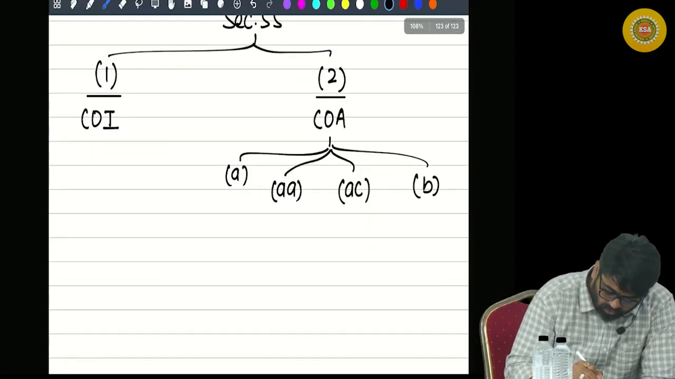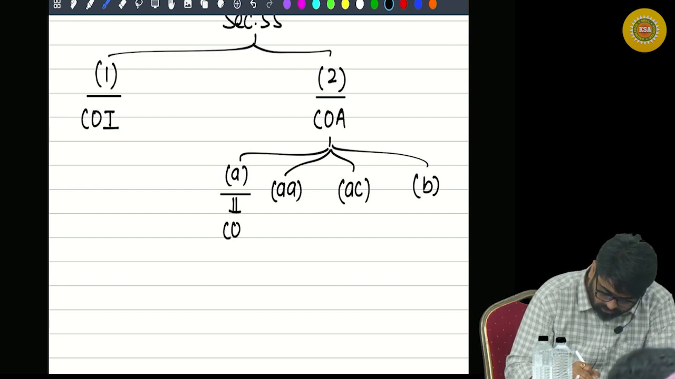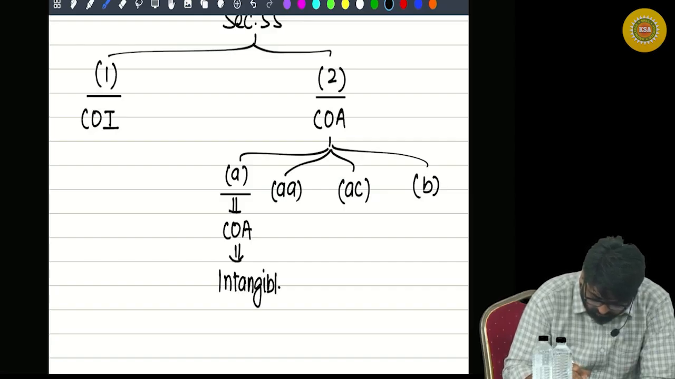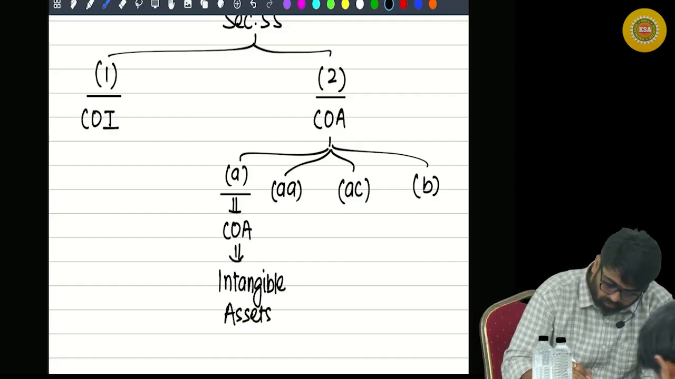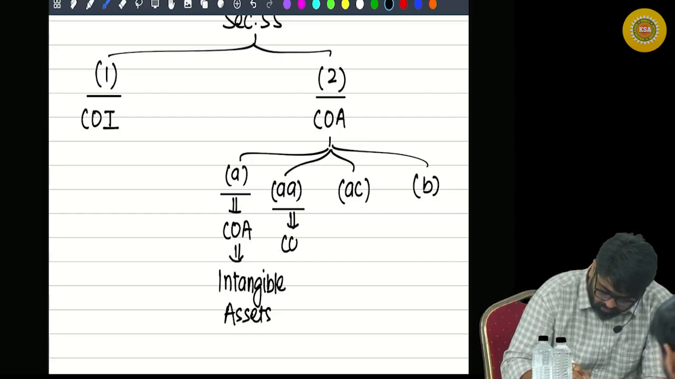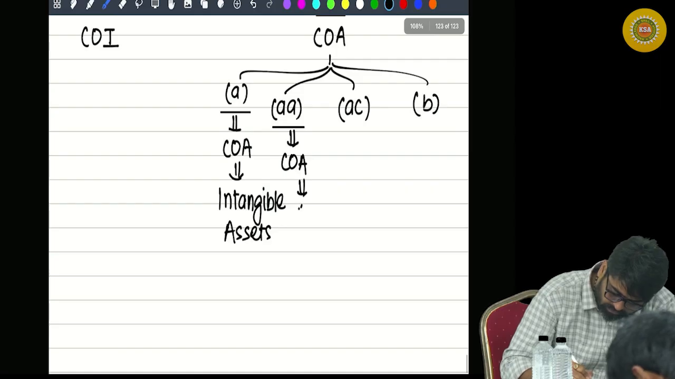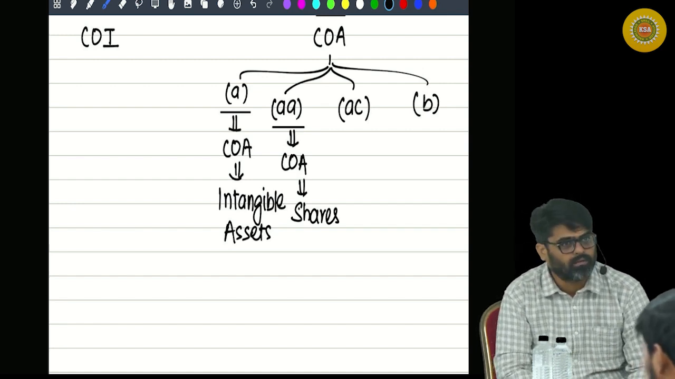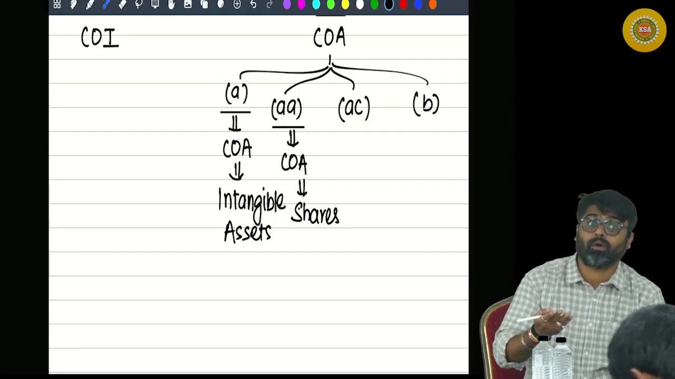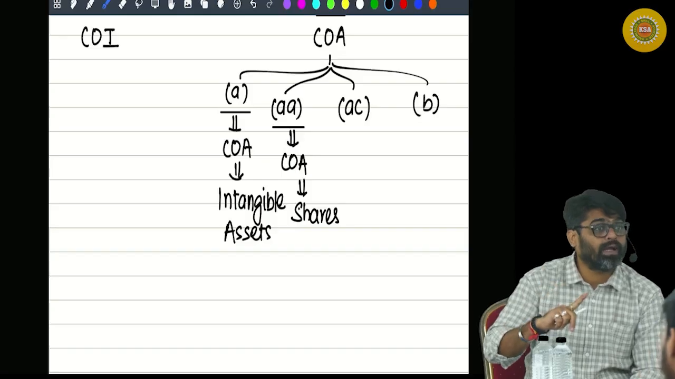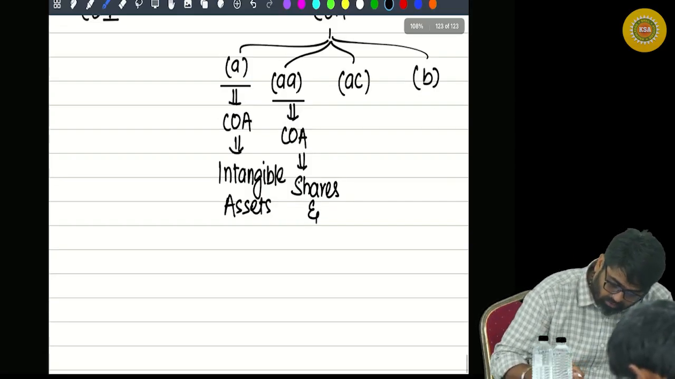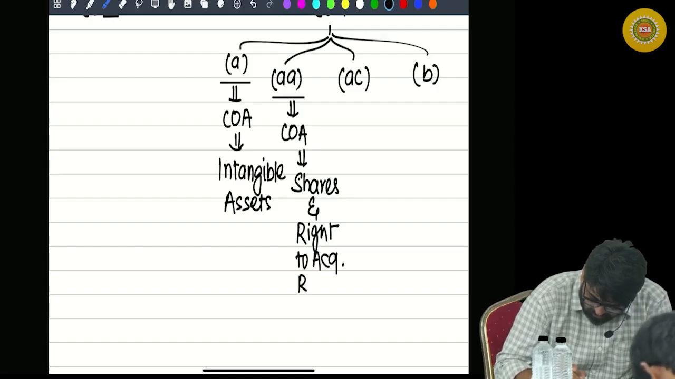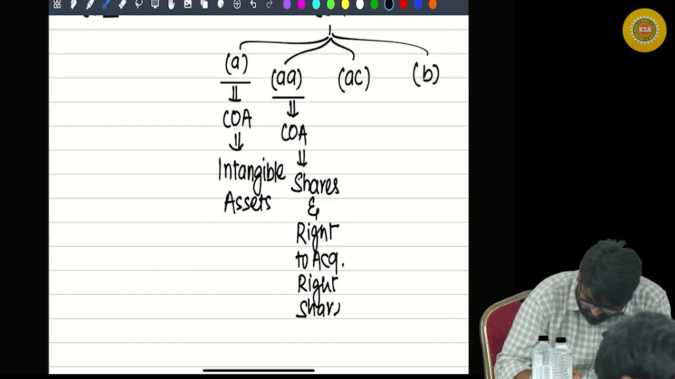Now see, 55 subsection 2 clause (a) talks about the cost of acquisition in the case of intangible assets. 55(2)(aa) also talks about cost of acquisition in case of shares which you acquire by paying money, shares which you get in the form of bonus, shares which you acquire as right shares, and also about the right to acquire the right shares.